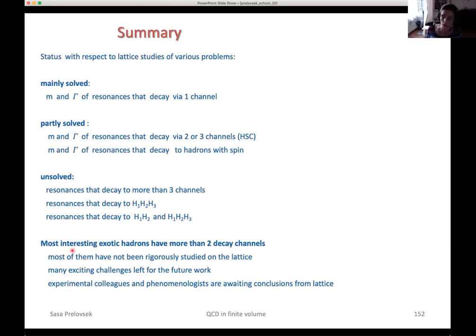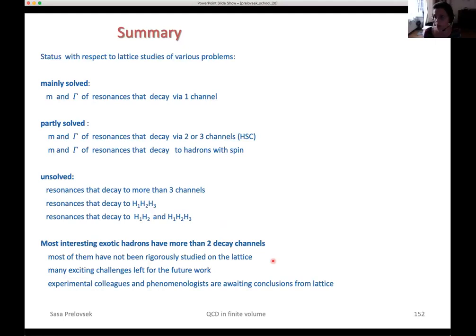Let me emphasize that the interesting exotic hadrons that experiments, in particular LHCb, Belle, BESIII, discovered decay to more than two channels. And most of them have not been rigorously studied on the lattice. I contributed to some studies, but I would not say these mysteries are solved. So many exciting challenges are left for the future, and experimental colleagues and phenomenologists are really awaiting conclusions from our community.